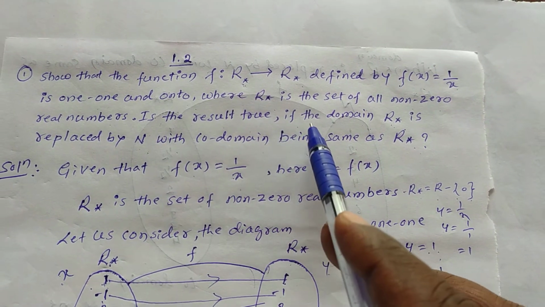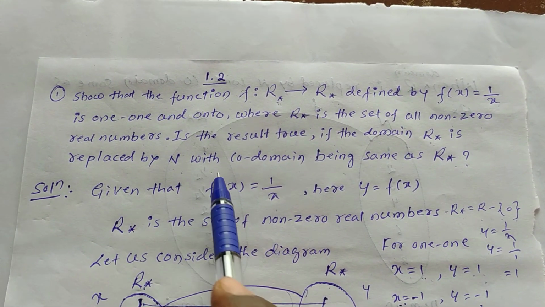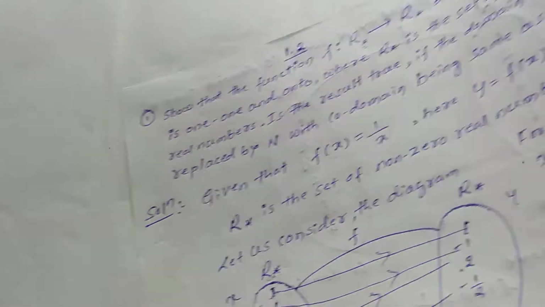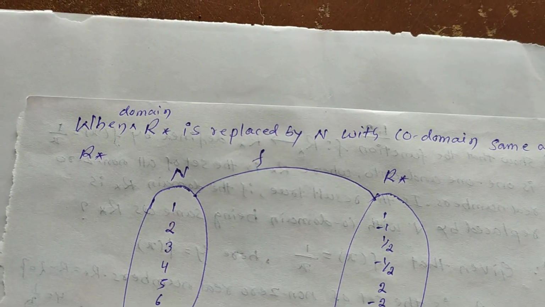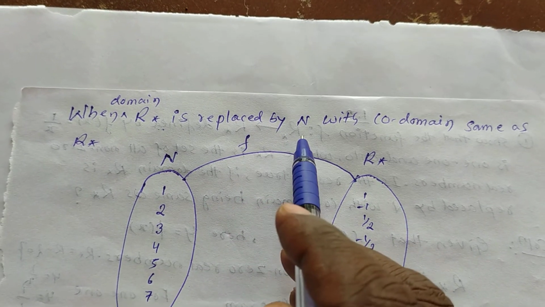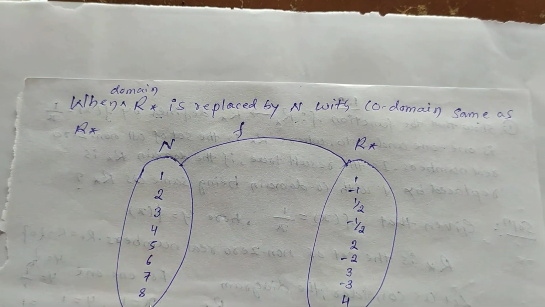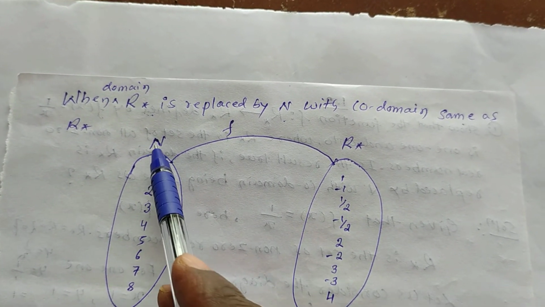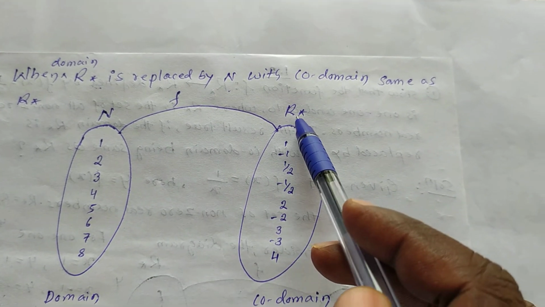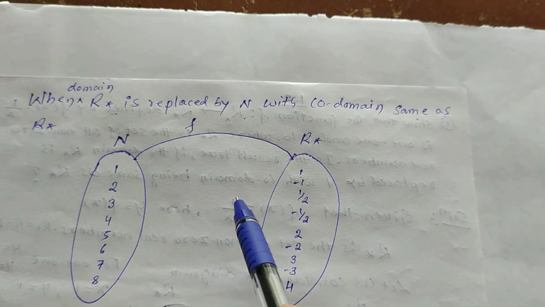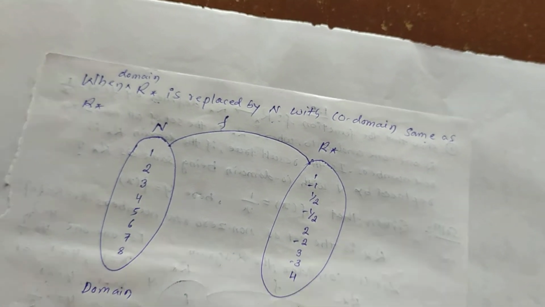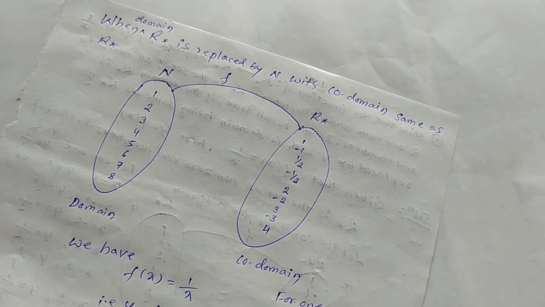is the result true if the domain R star is replaced by N with the codomain being the same as R star? So that we have to check here. When the domain R star is replaced by natural numbers with codomain the same as R star, we only replace R star here by N, but the codomain R star remains as it is. In this case, check whether it is 1-1 or onto, like this. They asked like this.